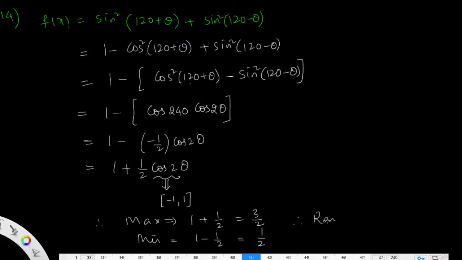Therefore the range of the given function is 1/2 comma 3/2. Yes, that is the answer. Question number 13, same concept question only, some difference is there.